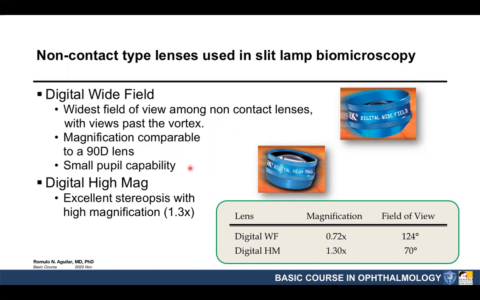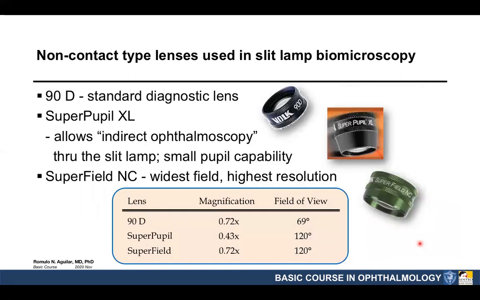capability. On the other end is your digital high mag, which gives you greater magnification, but a smaller field. So these are the specifications. Digital wide field, magnification is 0.7, but the field of view is about 124. Your digital high mag, good magnification, but field of view is sacrificed to about 70 degrees.